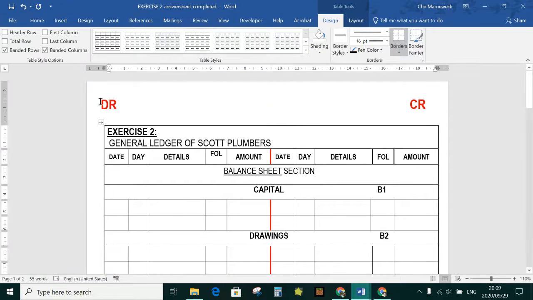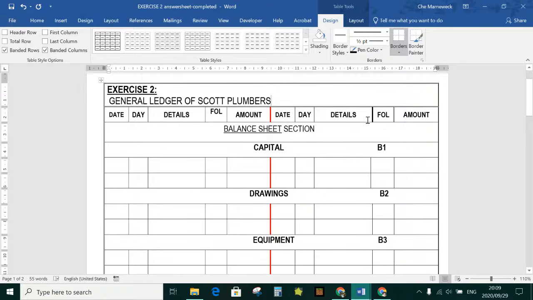And I've already filled in: the left-hand side is the debit side, the right-hand side is the credit side. I've also highlighted the line between, just to remind you, the left-hand side has the exact same columns as the right-hand side.